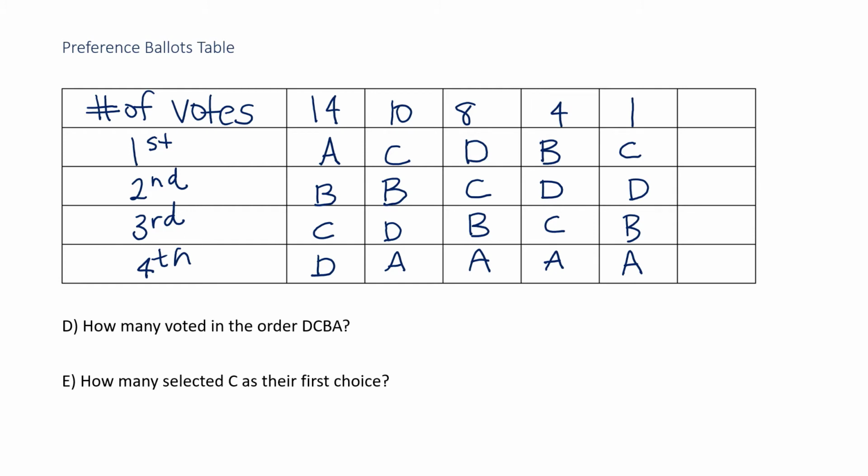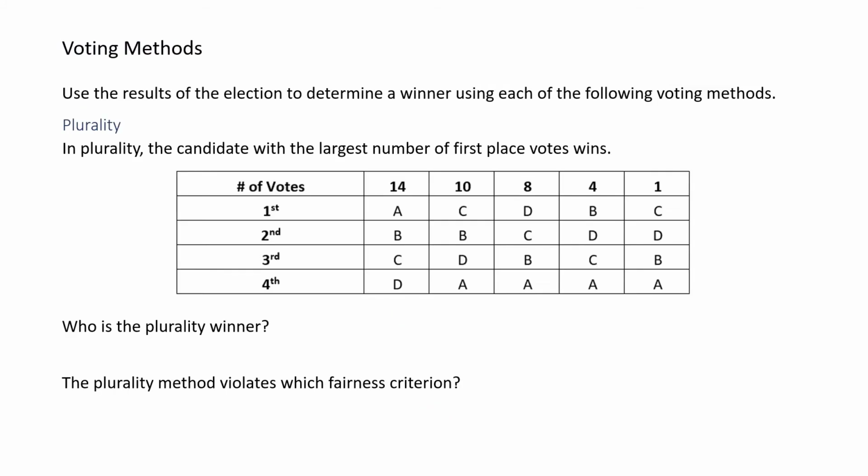Part D. How many voted in the order D, C, B, A? From the preference table, we see that 8. And finally, how many selected C as their first choice? On the second listed ballot, 10. And on the last listed ballot, 1. For a total of 11.